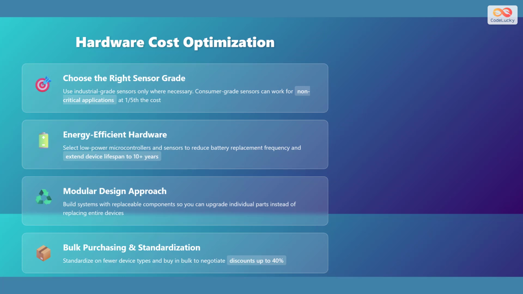A modular design approach allows you to build systems with replaceable components, so you can upgrade individual parts instead of replacing entire devices when technology improves. Finally, bulk purchasing and standardization means selecting fewer device types and buying in larger quantities to negotiate discounts up to 40% with suppliers.